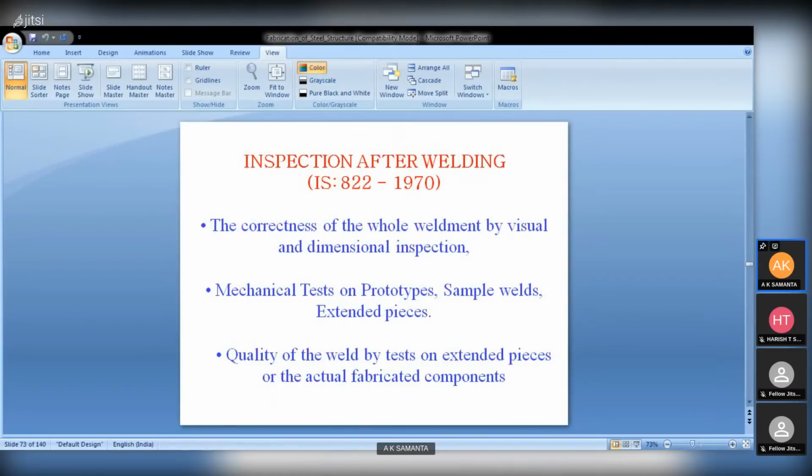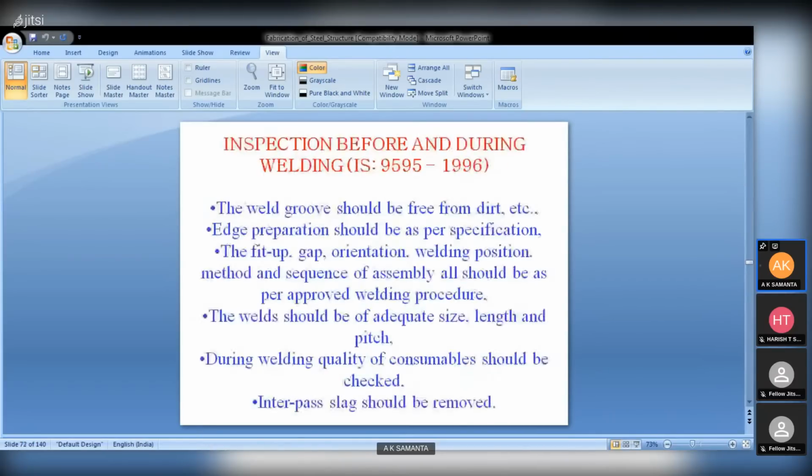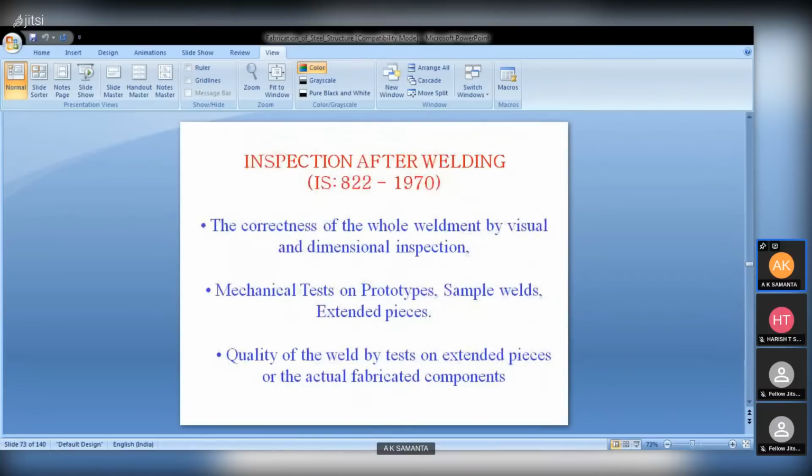And another is after welding, what inspection will be there, that is given in IS 822. So we have exactly two codes. One is 9595, another is 822, where it is described what things have to be checked after welding and the procedure is given in detail there.